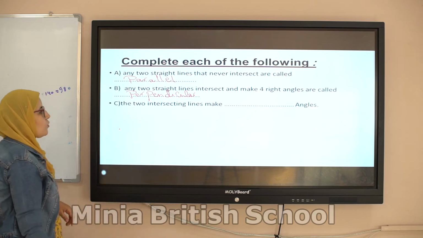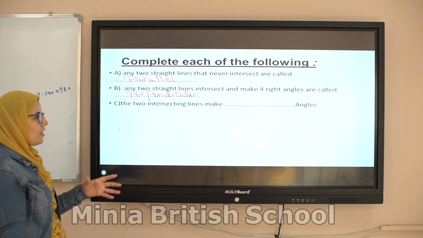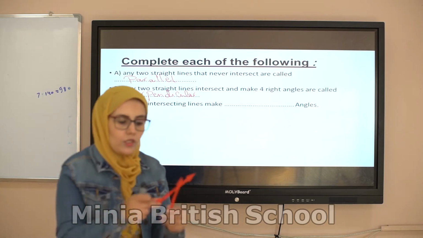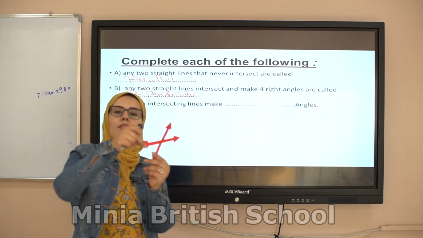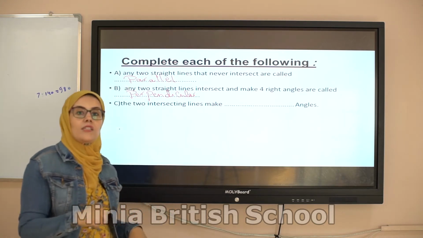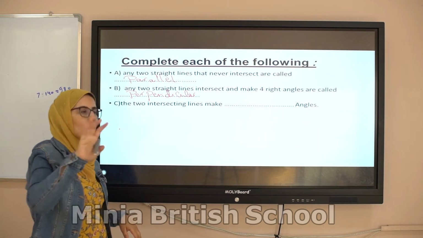Here, the 2 intersecting lines make how many angles? When 2 lines intersect, make how many angles? We said when 2 straight lines intersect, make how many? Make 4 angles.